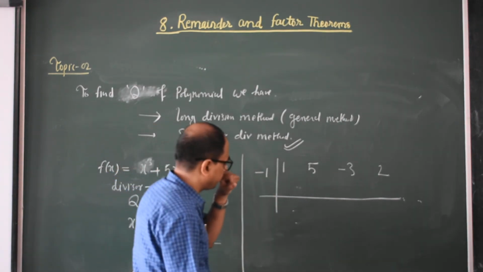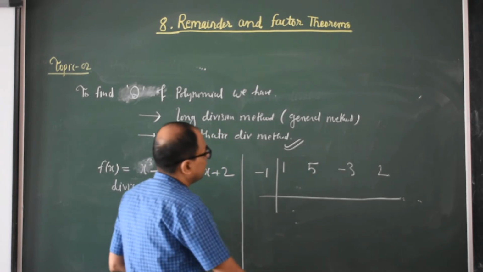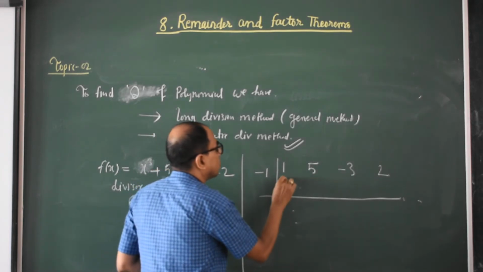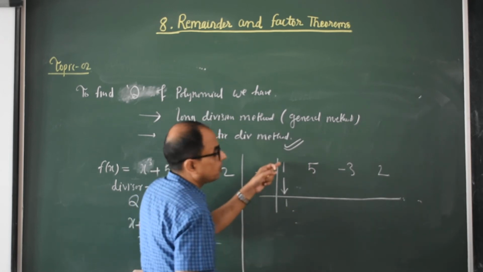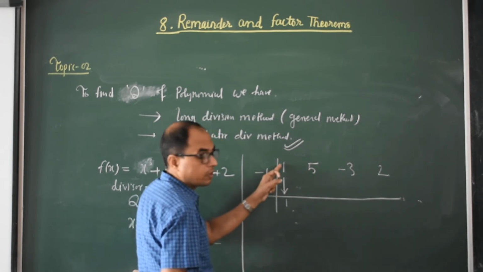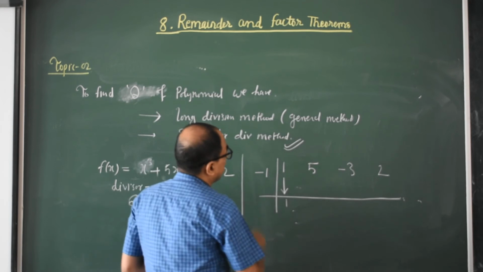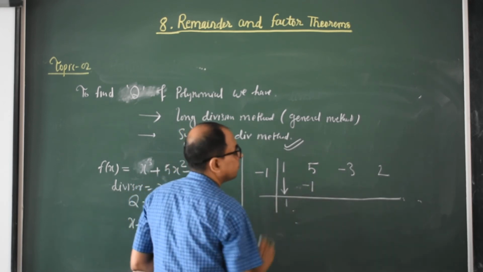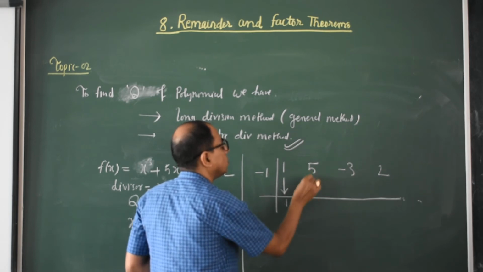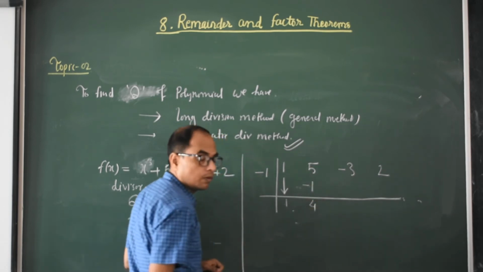Now write -1 here. Copy this number as it is. Write this coefficient as it is. Now multiply this and this, so it will be -1. Now add these two. So the sum will be 4.